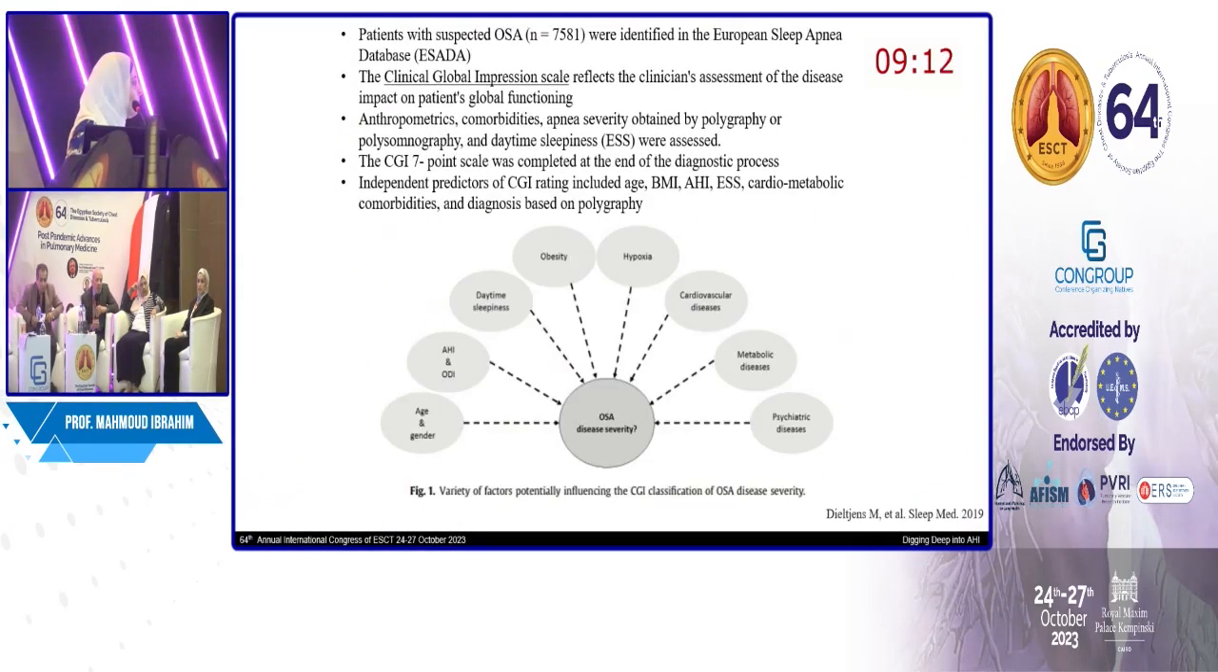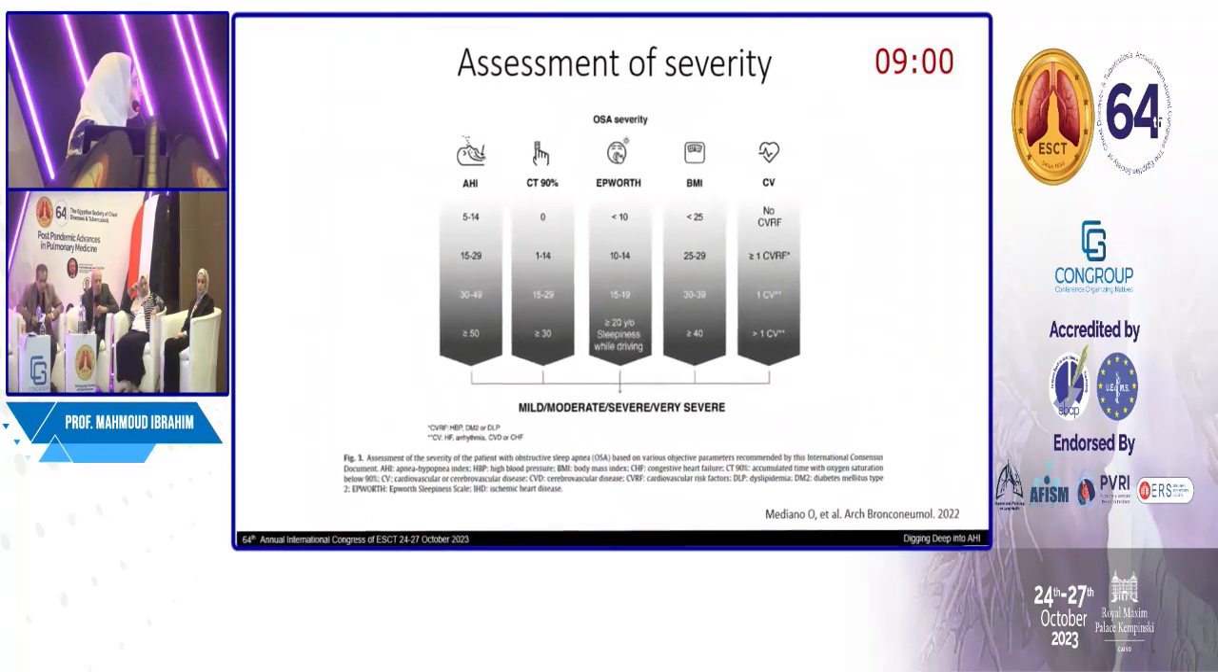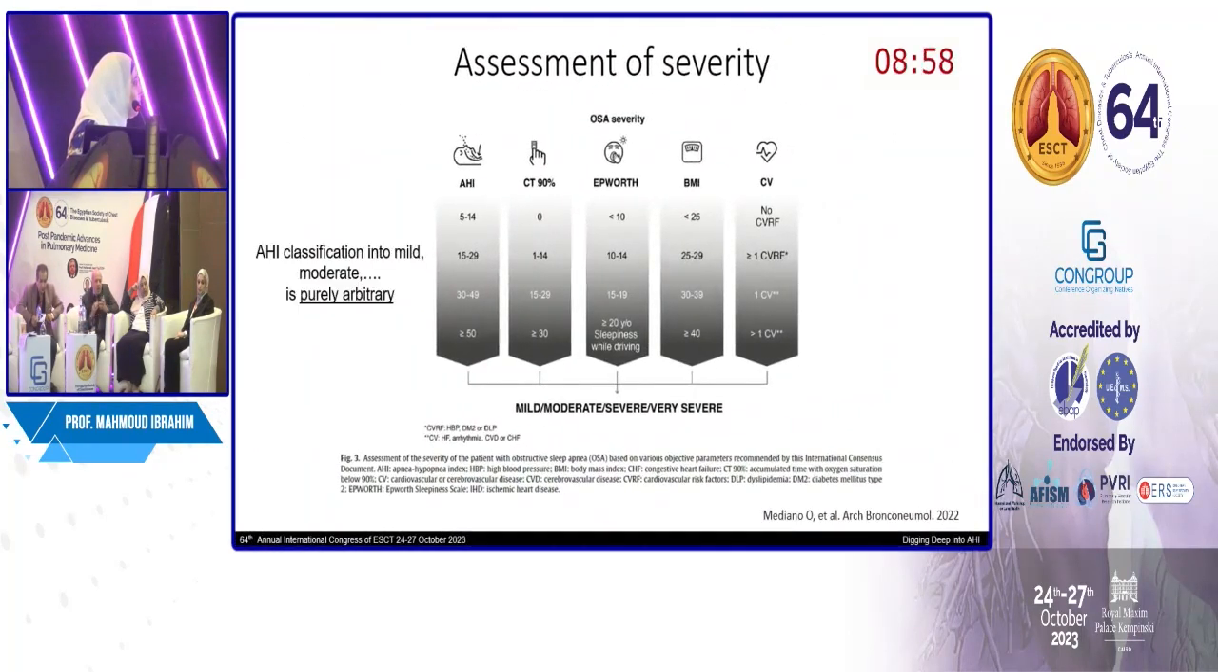So we're looking at the severity of obstructive sleep apnea, not only the apnea-hypopnea index, but also the symptoms, the comorbidities, the obesity, the sleepiness, and everything. So it's not only a number. Next, please. This is the new staging of sleep apnea severity. It's the apnea-hypopnea index, the T90, the sleepiness, the body mass index, and, very important, whether the patient has a cardiovascular or a metabolic disease.